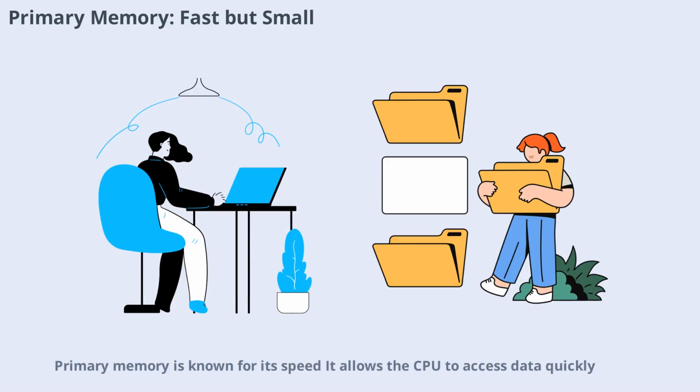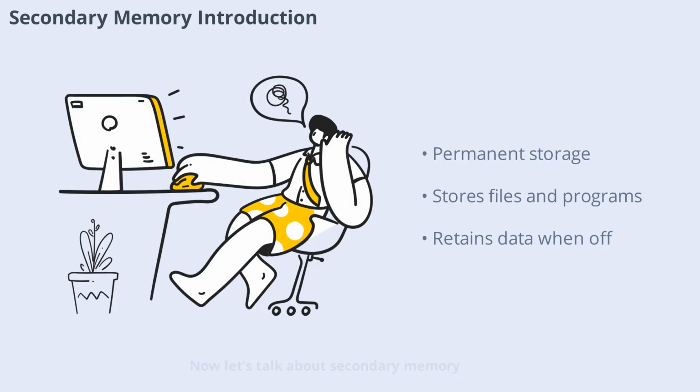Primary memory is known for its speed. It allows the CPU to access data quickly, which is crucial for smooth performance. However, primary memory is usually smaller in size compared to other types of storage. This means it can only hold a limited amount of data at a time, focusing on what's needed right now rather than long-term storage. Now let's talk about secondary memory.